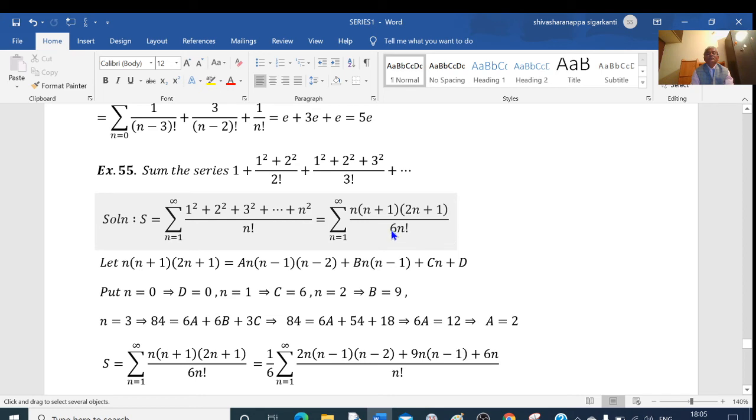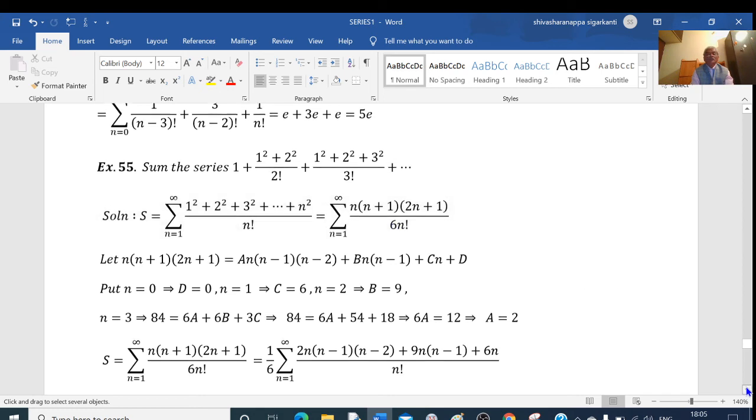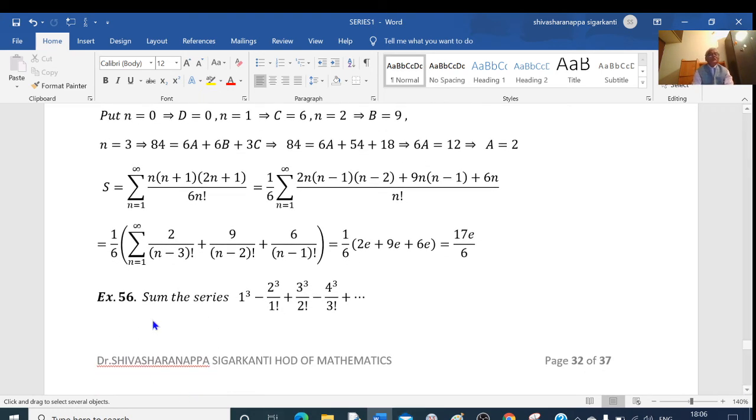This 6 I am writing outside, 1 by 6 as it is. This is nothing but 2e, this is 9e, this is 6e. 2e plus 9e plus 6e, 9 plus 6, 15 plus 2, 17. 17e divided by 6 is the sum of the series.